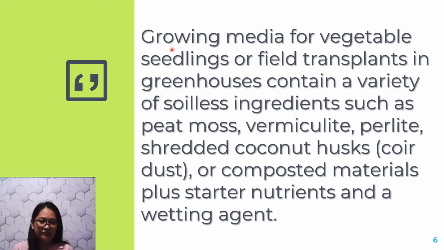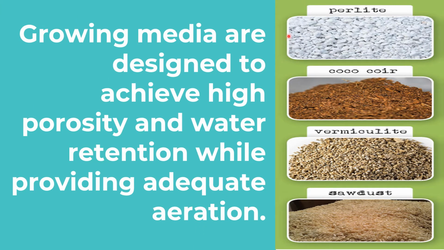So what is a growing media? Growing media for vegetable seedlings or field transplants in greenhouses contain a variety of soilless ingredients such as peat moss, vermiculite, perlite, shredded coconut husk or coir dust, and composted materials plus starter nutrients and a wetting agent. Growing media are designed to achieve high porosity and water retention while providing adequate aeration.